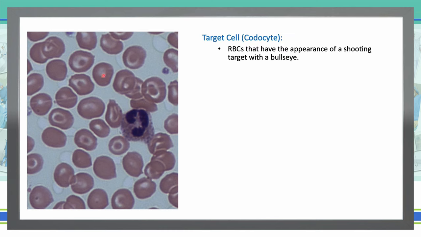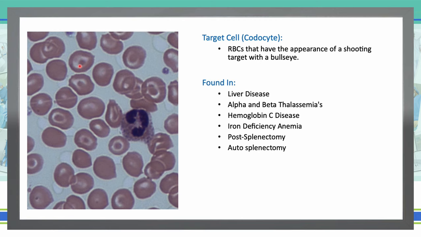Next, we are talking about target cells. They're also known as codocytes, are RBCs that have the appearance of a shooting target with the bullseye. Target cells may appear in association with liver disease, alpha and beta thalassemia, hemoglobin C disease, iron deficiency anemia, post-splenectomy, auto-splenectomy. Liver disease, we have activity of the enzyme known as lecithin cholesterol acyltransferase that is going to be decreased in obstructive liver disease.